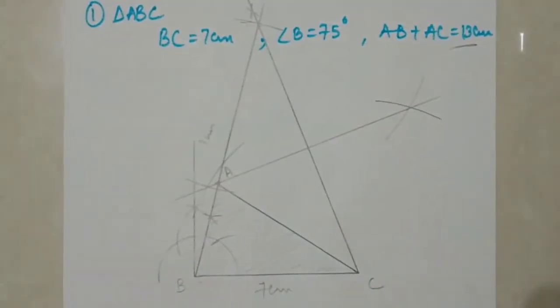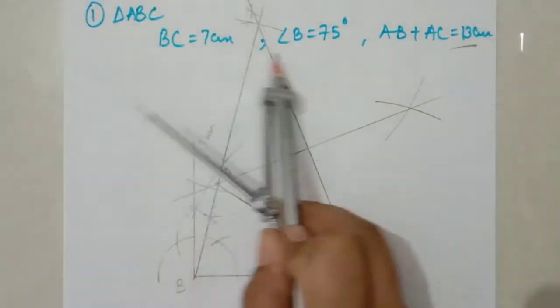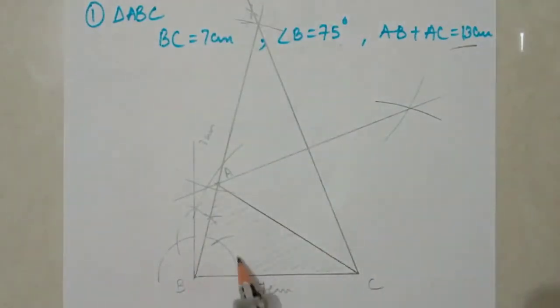So again, I am revising the steps. You have to focus on it. First step, take BC as 7 centimeter. Second step, we will draw the given base angle at the given vertex. So the given angle is angle B, 75 degrees. So I draw a 75 degree angle.